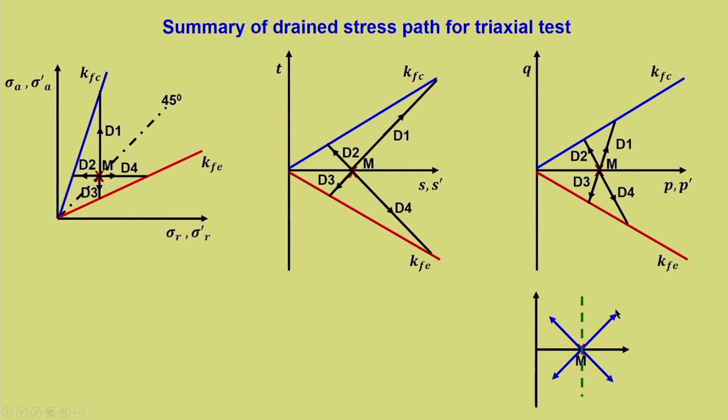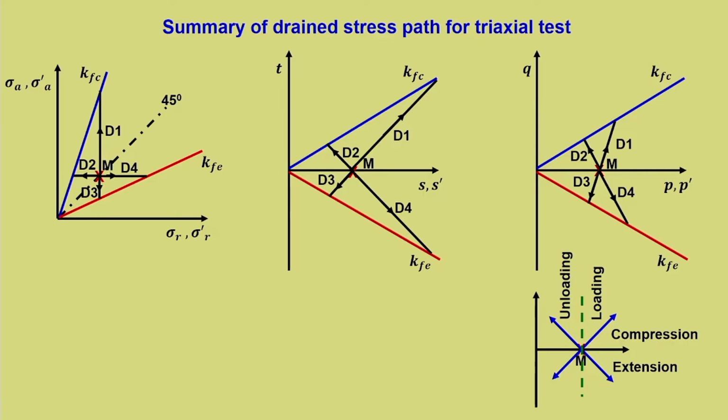If I draw a line here, then because this is the starting point, this upper portion represents compression, because it is dictated by what K you are talking about. Here sigma A dash is more than sigma R dash, so it is compression. This region is basically for extension. From here towards this direction we talk about unloading, and towards this direction it is loading.